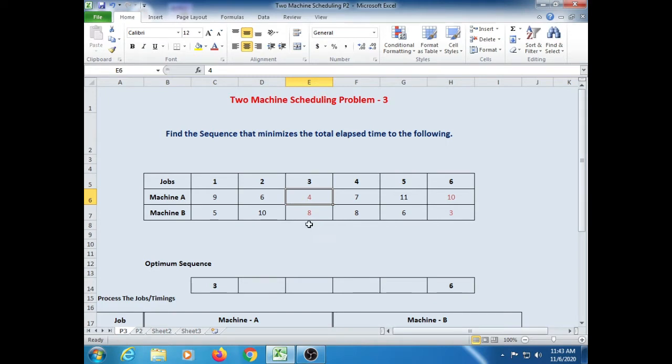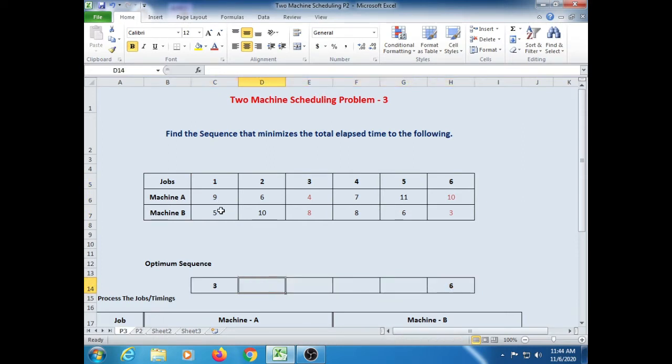Next, among the remaining processing times, what is the lowest processing time? Here we have 5. Okay, 5 is the lowest processing time. This 5 is related to machine B and job 1. So now we have to place job 1 in the optimum sequence.